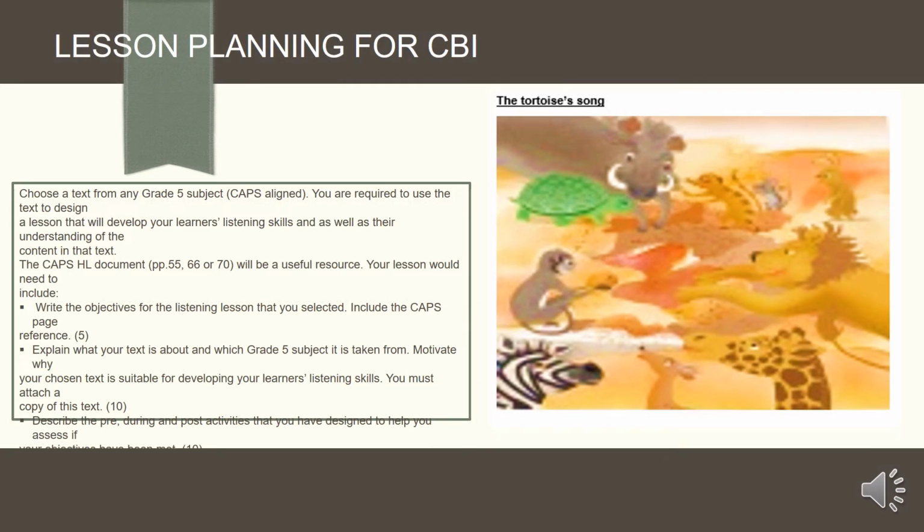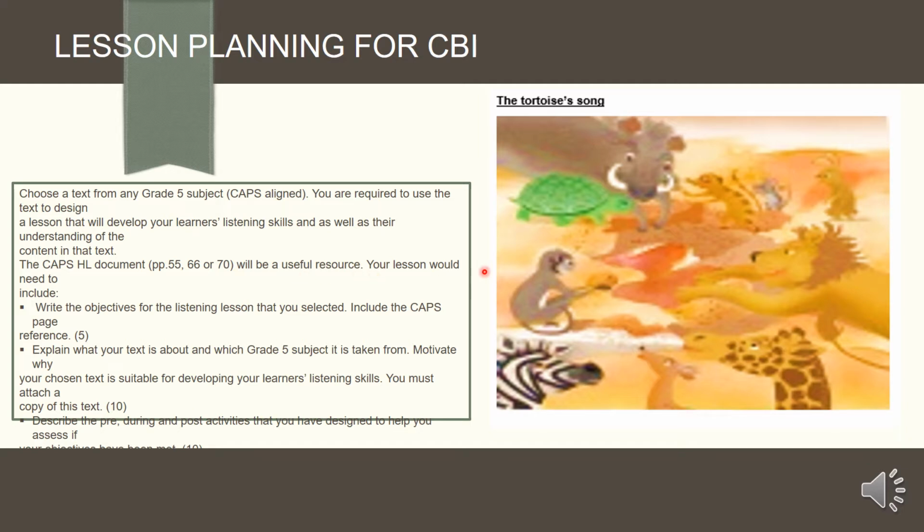Now let's look at a possible question, or what we might be required to do during our teaching experience, or just as a teacher in general. Choose a text from any grade 5 subjects, CAPS aligned. You are required to use the text to design a lesson that will develop your learners' listening skills as well as understanding the content in the text. The CAPS home language documents, page 55, 66, or 70 would be a useful resource.